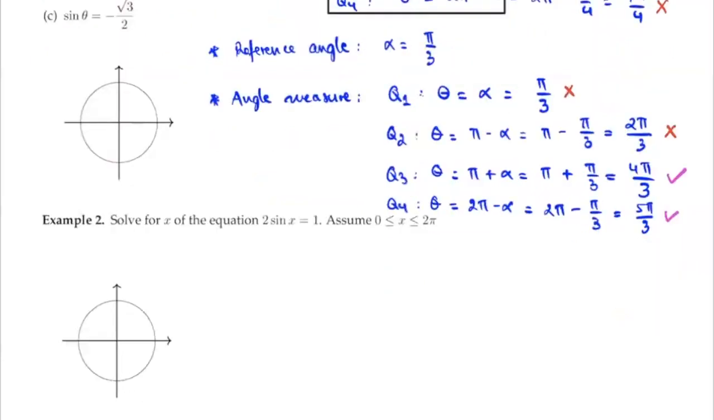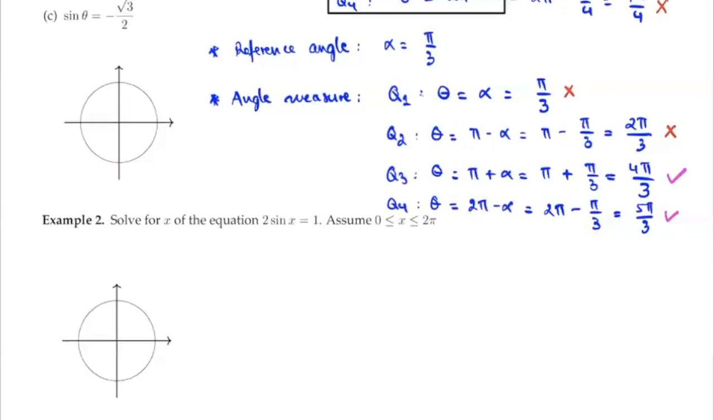So I hope this helped you see how to find the solutions of trigonometric equations. Again, I want to emphasize that there are 2 big steps: first, identify the reference angle alpha, and second, find the angle measure. Inside the angle measure, you need to calculate theta in quadrants 1, 2, 3, and 4. And then based on the equations given to you, you can identify the correct angle in the corresponding quadrant.